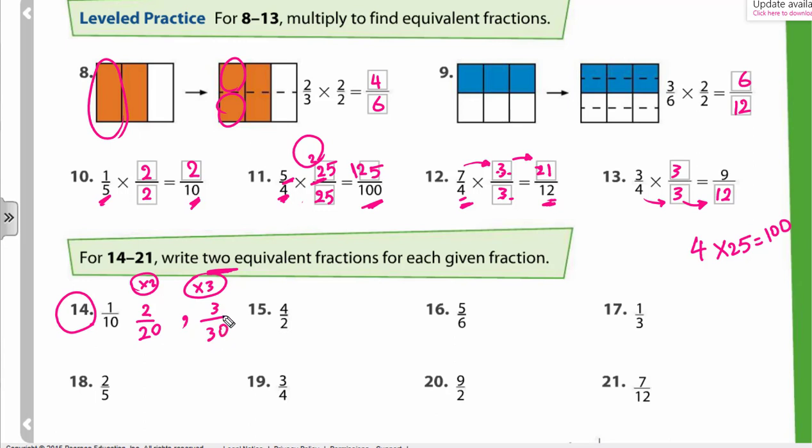Okay, my heroes, let's move to the next one. Yusuf Abdul Baqi? Go to the next question, solve it. 4 over 2, you can multiply by any number. Choose any number to multiply by.